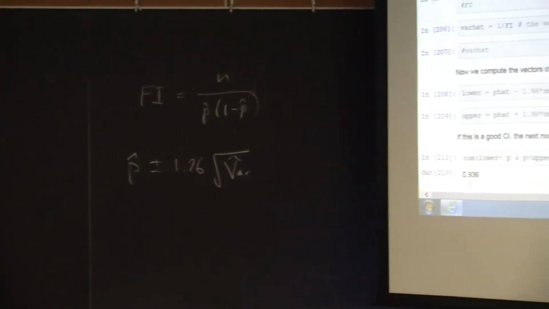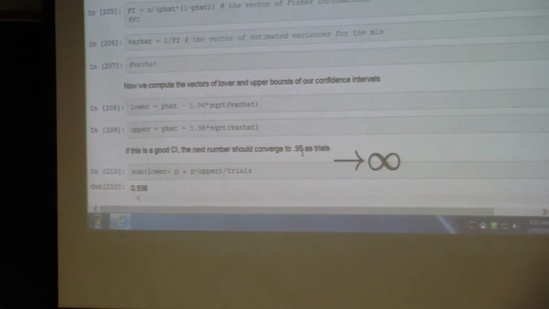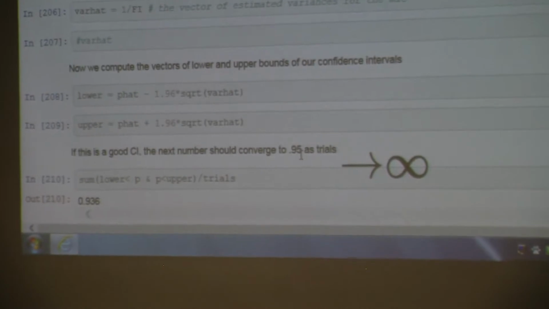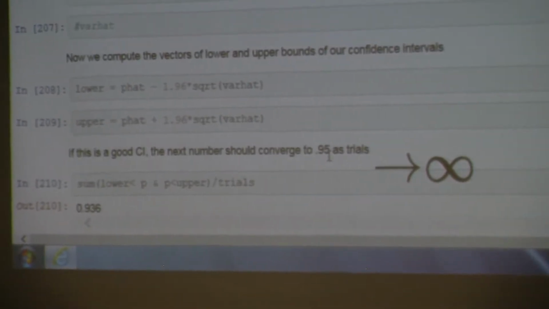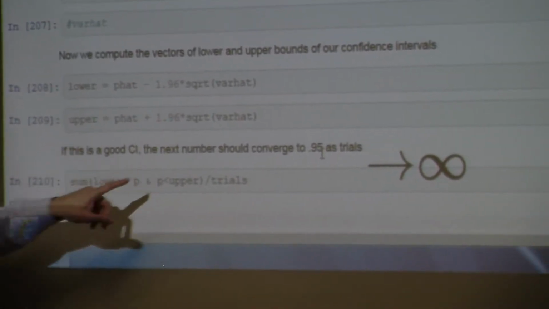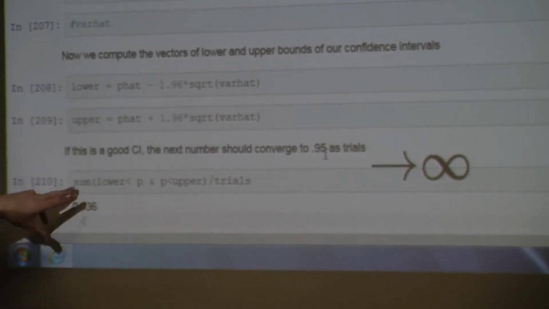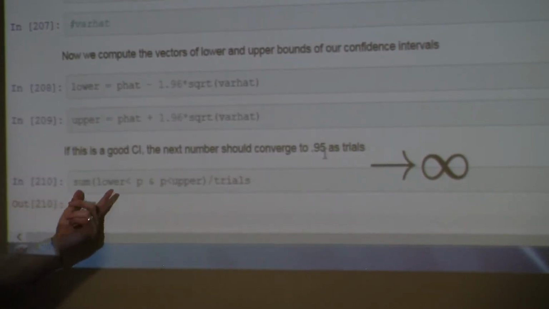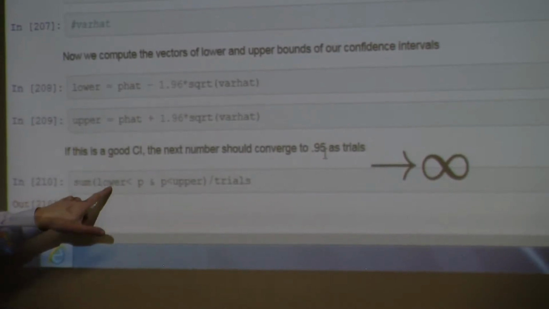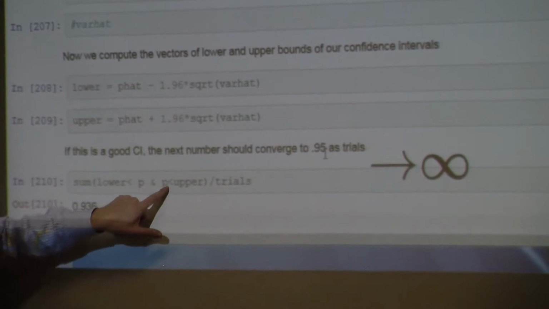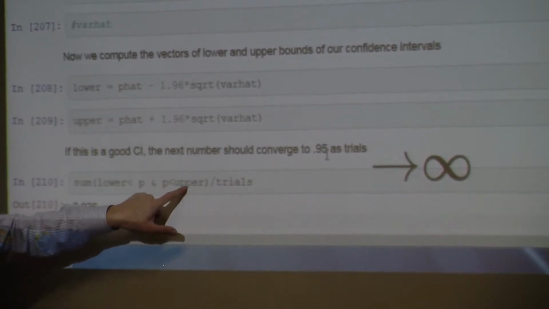Okay, so if it was good, this would converge to 0.95 as the number of trials went to infinity. So as n went to infinity, or the number of trials. In other words, if I did this infinitely many times, or I look at it in expectation, what does this say? It says take the lower bound: is the lower bound less than p, true or false, and is p less than the upper bound?